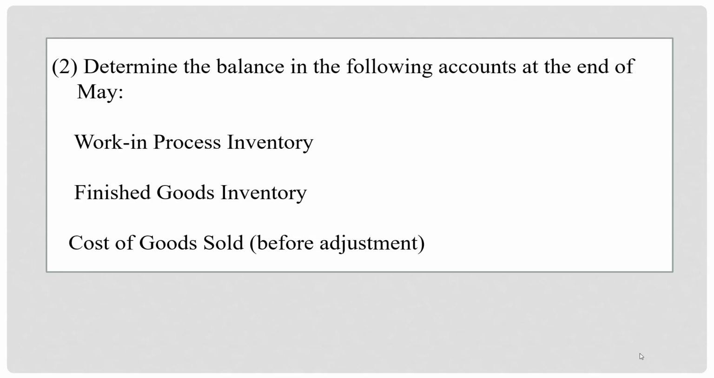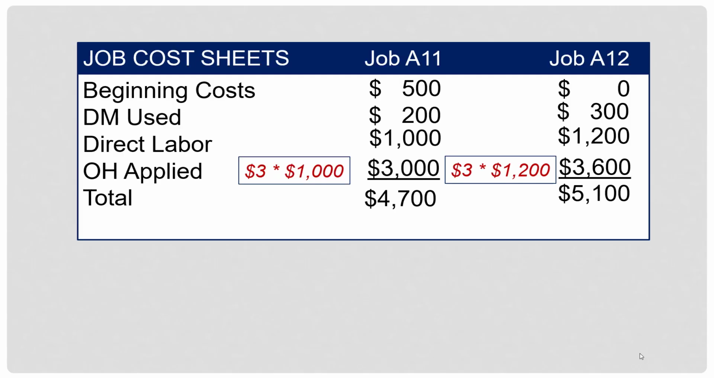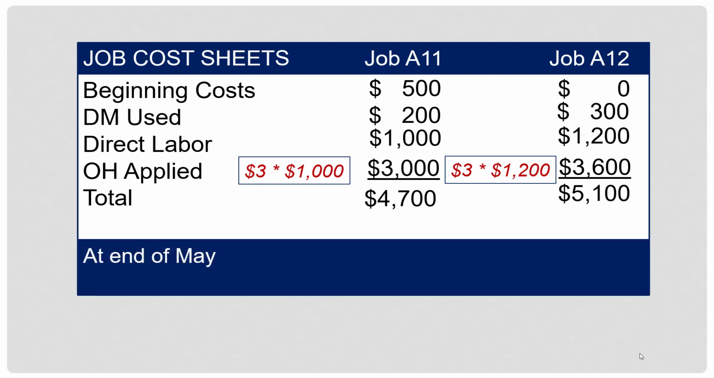We can use the job cost sheets to analyze this. So go back in your notes and look at those job cost sheets that you prepared. Job A11 had an accumulated cost of $4,700 and job A12, $5,100. And if you look back through the information, you'll remember that job A11 was completed and then sold. So that amount is in cost of goods sold at the end of the period.